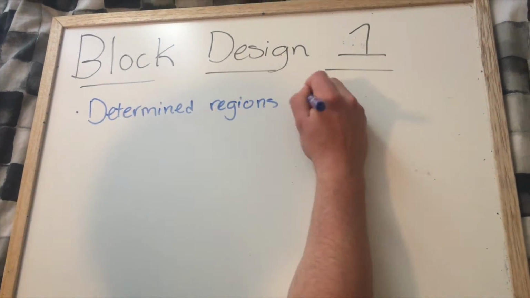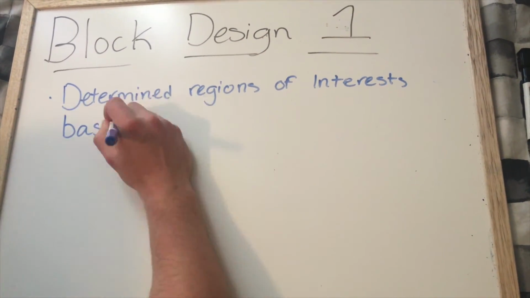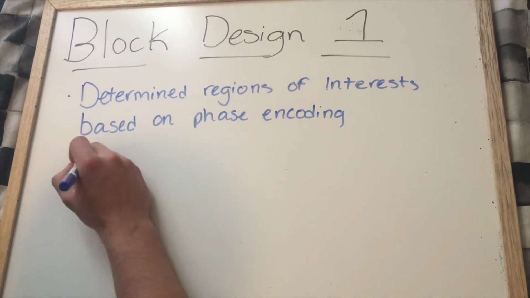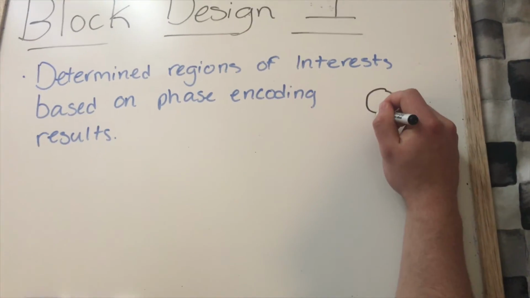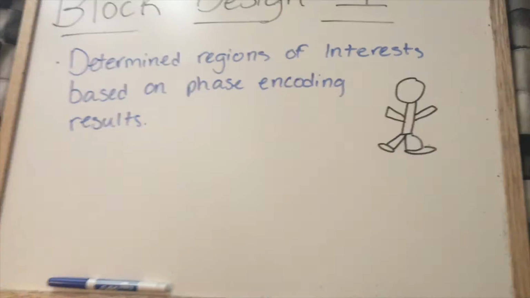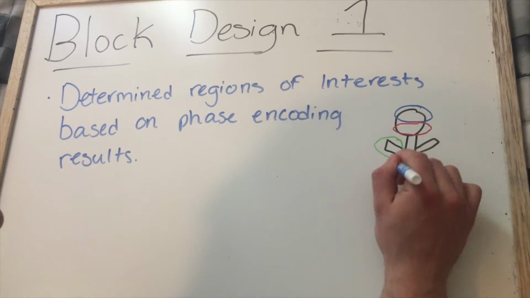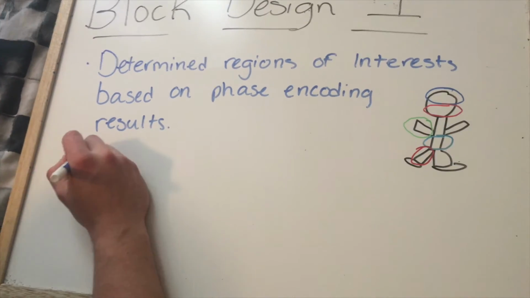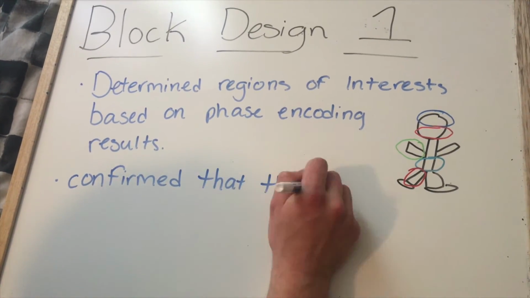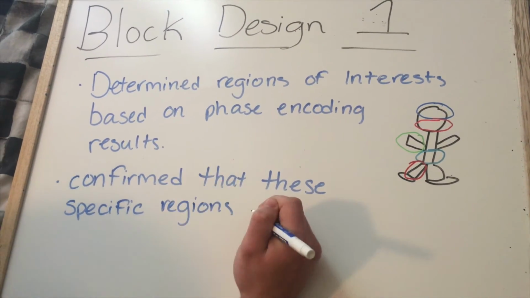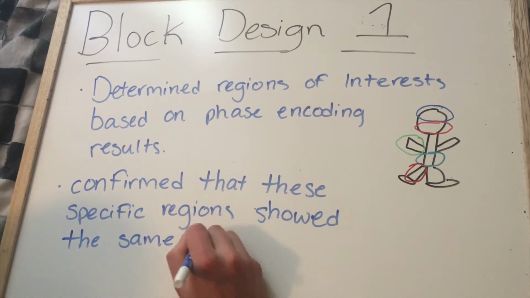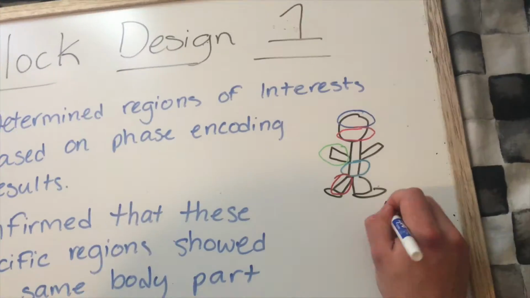Through the phase encoding experiment, the researchers were able to define regions of interest for each of the 5 body parts. They then conducted an independent block design to compare activations of a centrally presented image for each body part, as well as a scrambled version used for baseline. The results further confirm that these specific regions showed the same body part preference as defined in the phase encoding experiment.